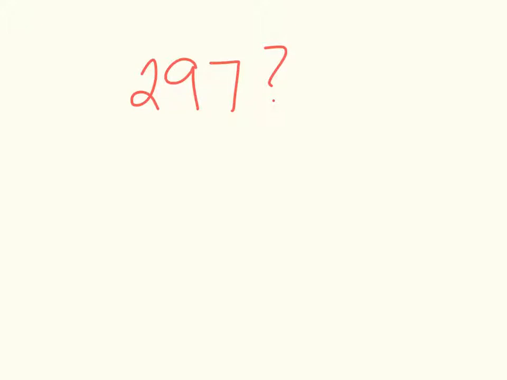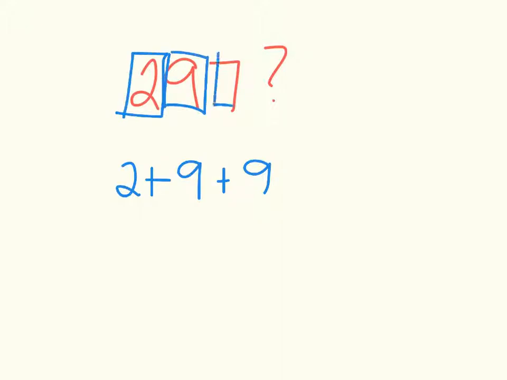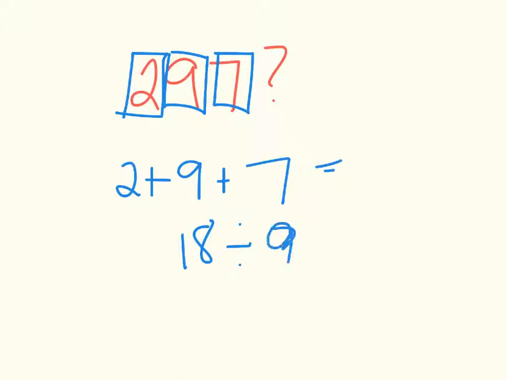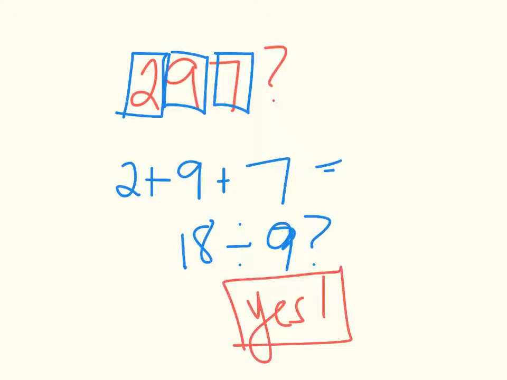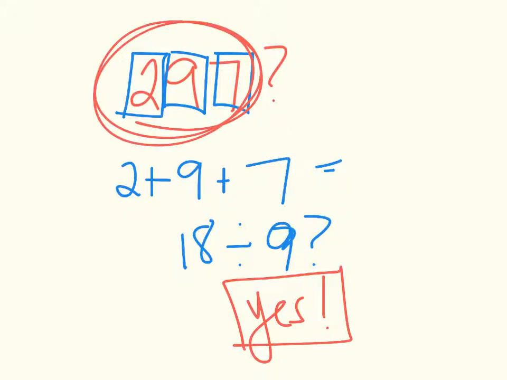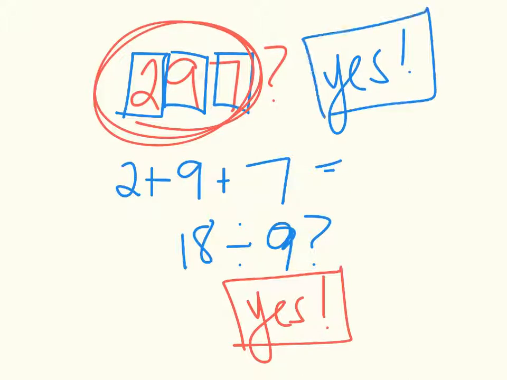297. Once again, we're adding numbers together. 2 plus 9 plus 7. We're taking each individual number. Those are the digits of the number. 2 plus 9 plus 7. We're going to add those together. So 9 plus 7 is 16. 16 plus 2 would get us to 18. Is 18 able to be divided by 9? Our answer should be yes. So if 18 divided by 9 is true, then is 297 divisible by 9? Your answer would also be yes.